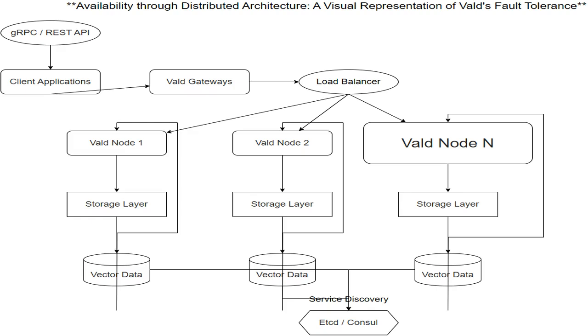Let's talk about the storage layer. This is where the vector embeddings are physically stored. It could be a local disk, a network file system, or a distributed storage system.